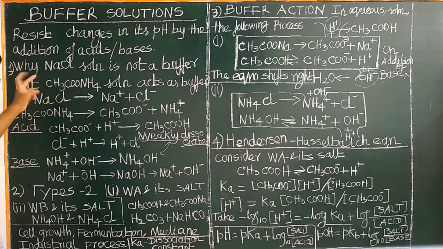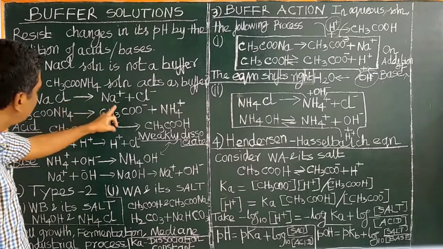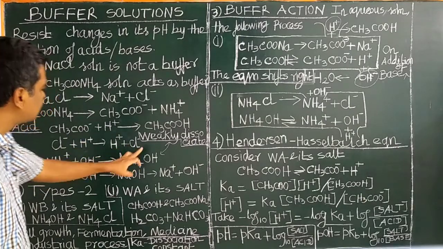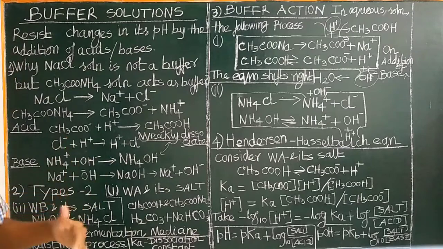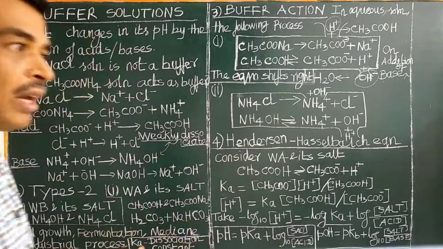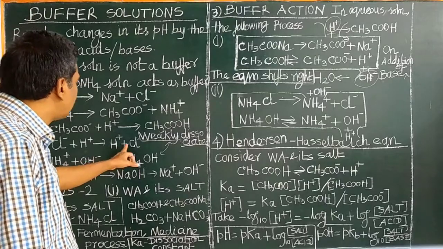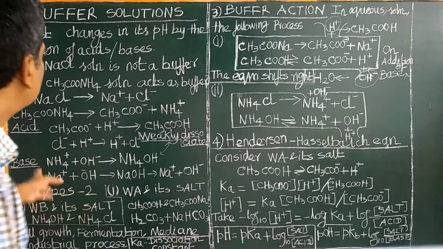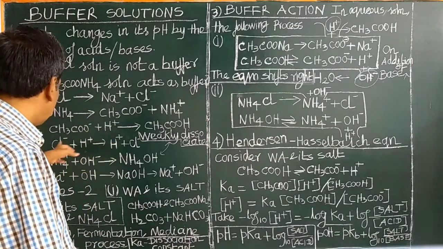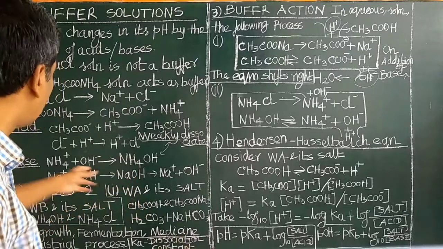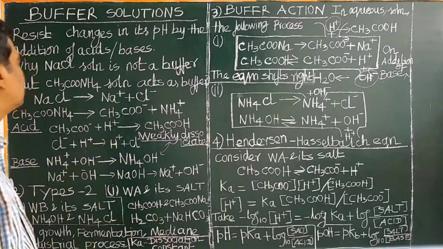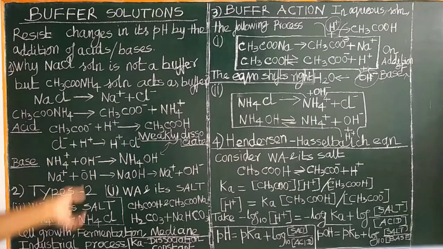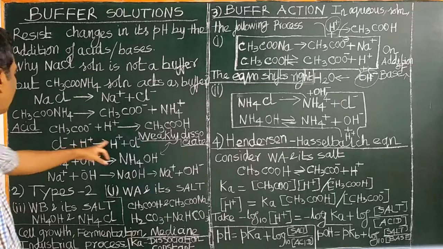Whereas, when you add acid to sodium chloride solution, H plus and Cl minus give HCl. HCl is a very strong acid, a strong electrolyte, and is completely dissociated. Therefore, the added H plus ion will remain there. It is not consumed by acetate ion, or here by Cl minus ion. It is not taken up by Cl minus ion. Therefore, there is a decrease in pH because of the addition of acid to sodium chloride solution.